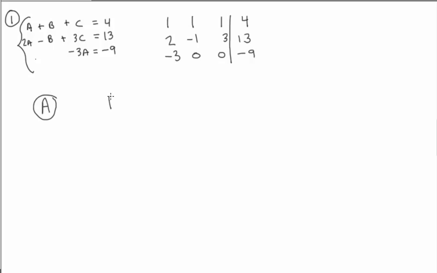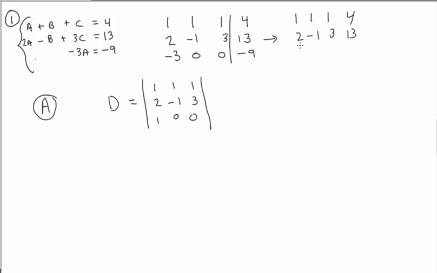We set up a determinant. D here will stand for the denominator, not for determinant. The denominator, we will look at a determinant 1, 1, 1, 2, -1, 3, 1, 0, 0. Now why did I make that 1, 0, 0? Because it just makes sense here, just like in the other form, to divide everything by -3. Okay, so there we have it. So this will become our denominator.